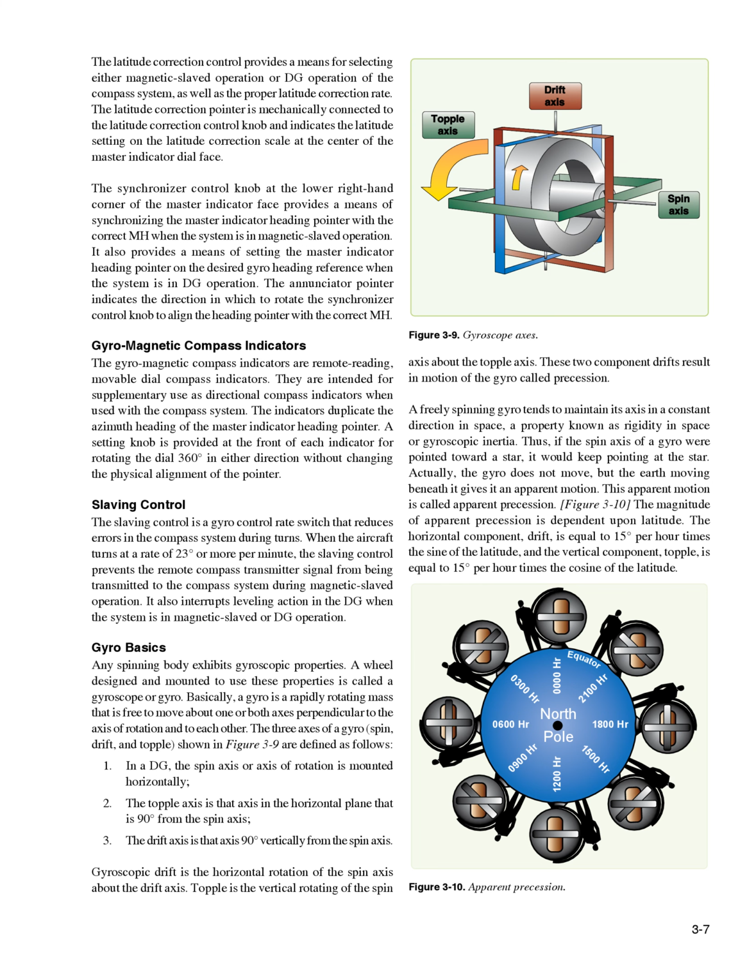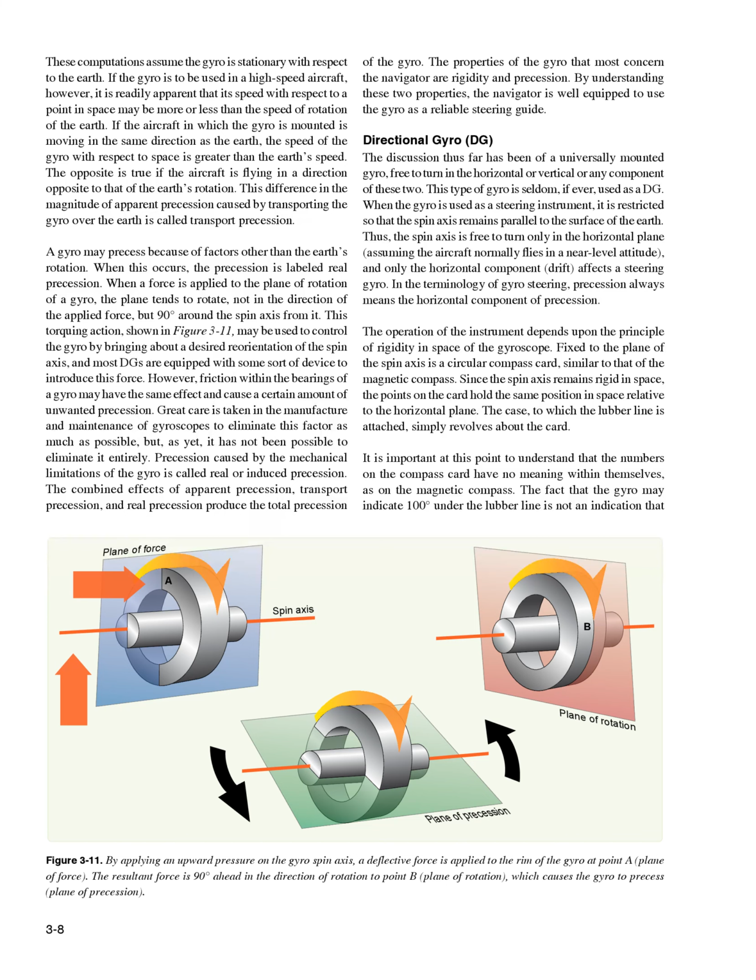The horizontal component, drift, is equal to 15 degrees per hour times the sine of the latitude, and the vertical component, topple, is equal to 15 degrees per hour times the cosine of the latitude. These computations assume the gyro is stationary with respect to the Earth. If the gyro is to be used in a high-speed aircraft, however, it is readily apparent that its speed with respect to a point in space may be more or less than the speed of rotation of the Earth.